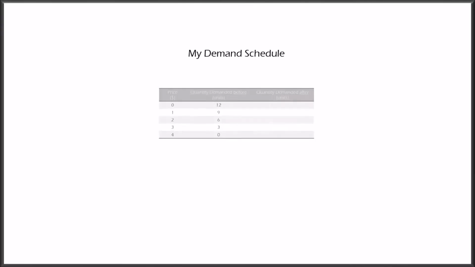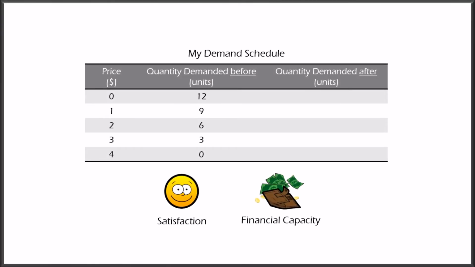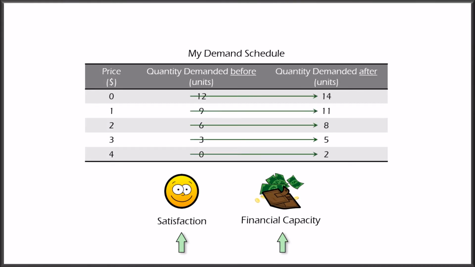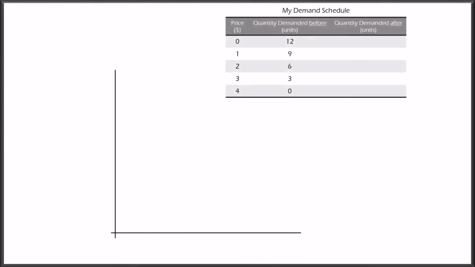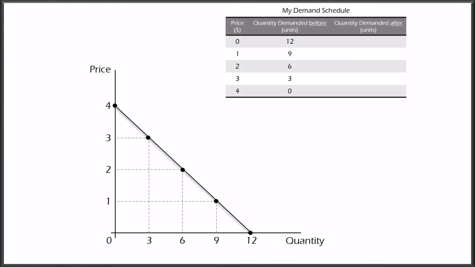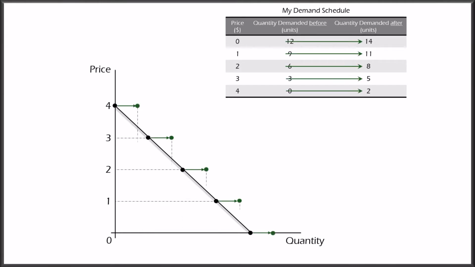An increase in demand would arise if an economic event were to increase the satisfaction I received from buying the product, or increase my financial capacity to buy it. This may lead to the following schedule. Again, keep in mind that my quantity demanded has changed for all the prices shown here. We can again show the shift by first drawing the initial demand curve. We then draw the new points and link them to find the new curve. Note that a shift of the demand curve to the right is called an increase in demand.